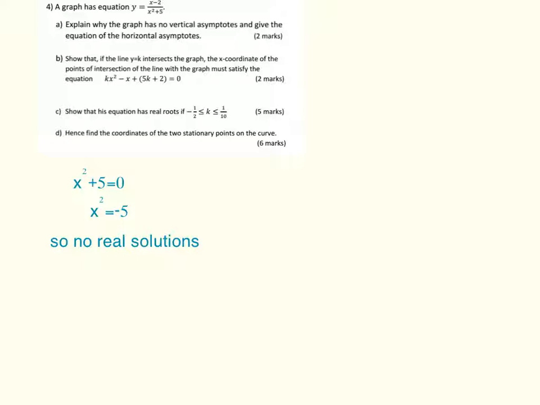Another way you could do it is to use the discriminant, so use your b squared minus 4ac on x squared plus 5 to show that the discriminant would be less than 0, therefore no real solutions.